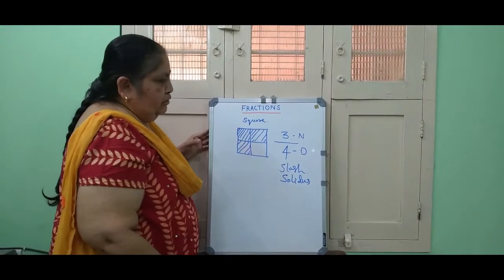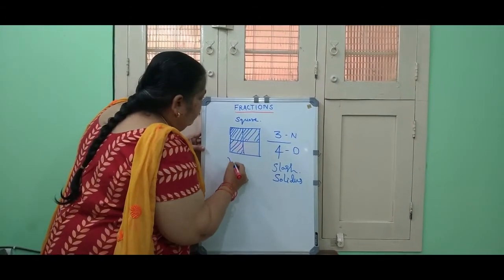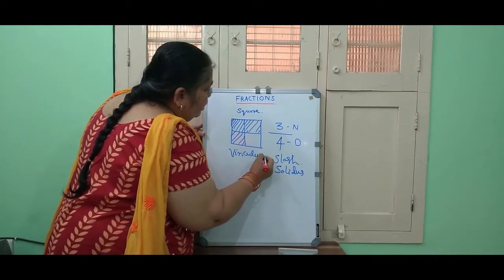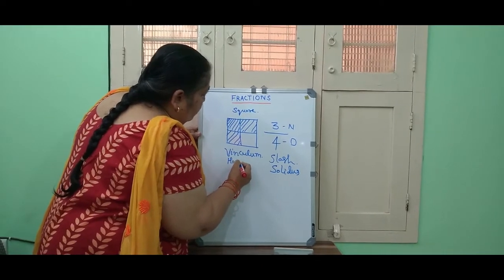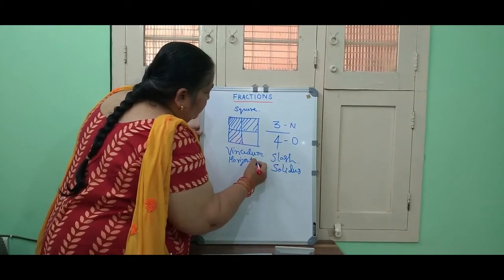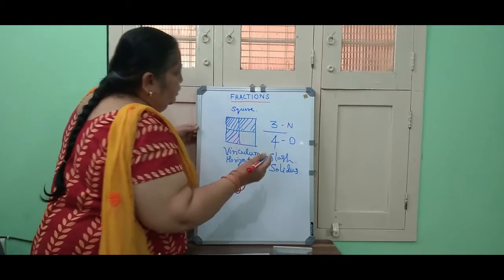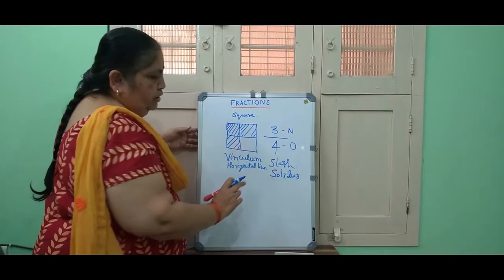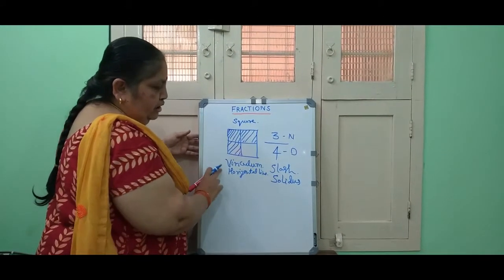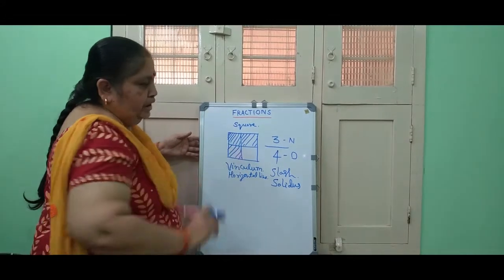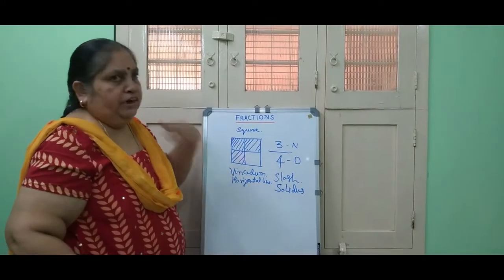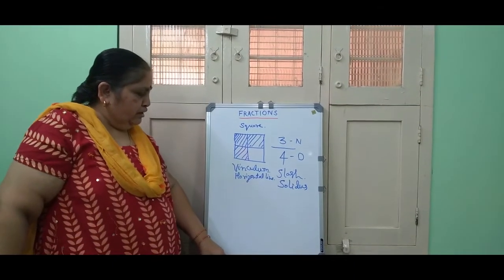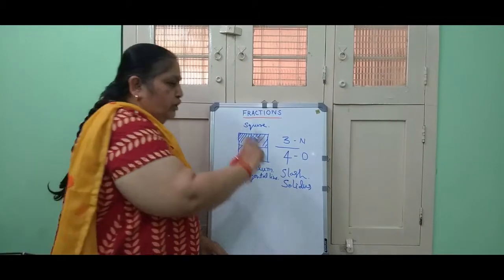And we also call it a vinculum. Vinculum is nothing but a horizontal line. So we call this a slash or a vinculum. Slash means the solidus and vinculum means the horizontal line. Those are all the sophisticated words we are using there. And so with a fraction, we can divide a whole into equal parts.